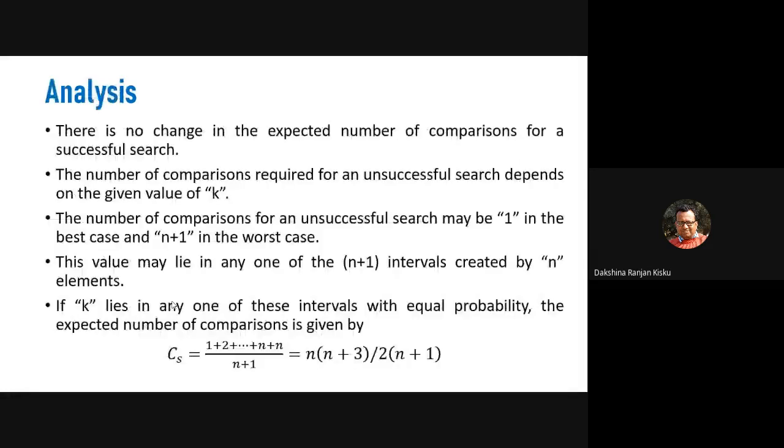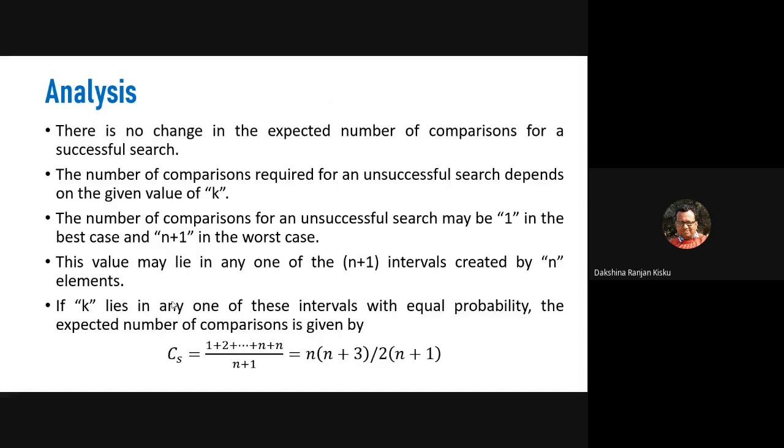Now, when we perform the linear search algorithm on a sorted list, we need to evaluate the time complexity. There is no change in the expected number of comparisons for a successful search. The number of comparisons required for an unsuccessful search depends on the given value of k. The number of comparisons for an unsuccessful search may be 1 in the best case.